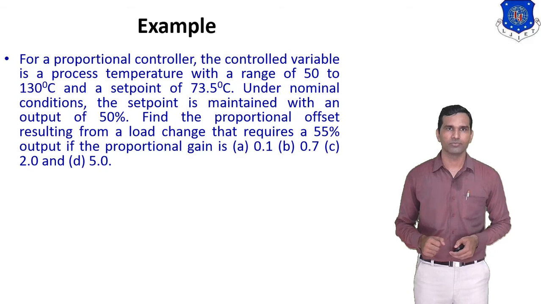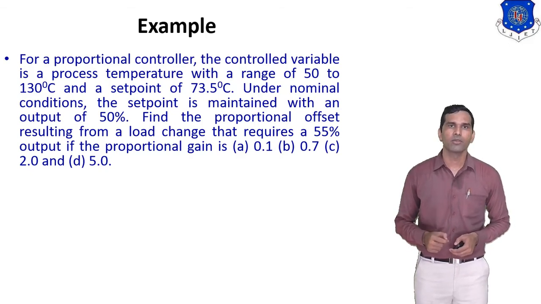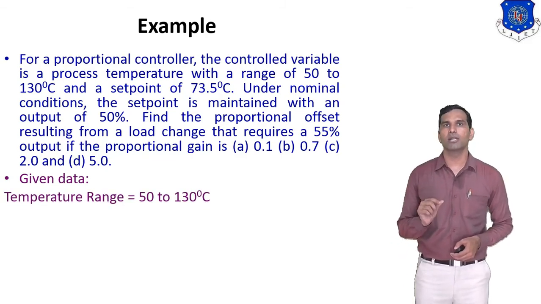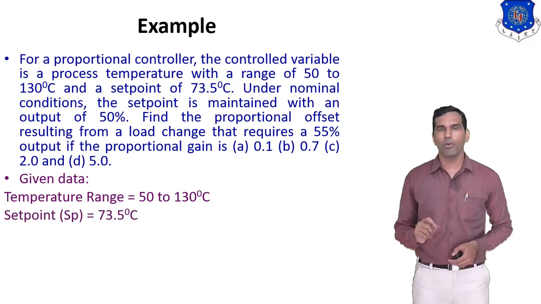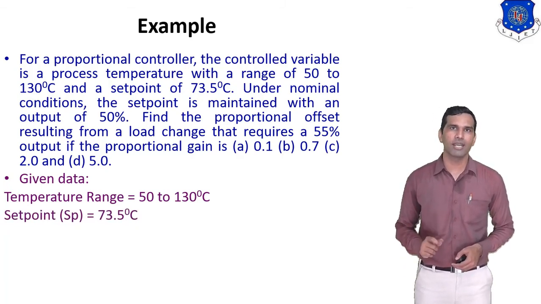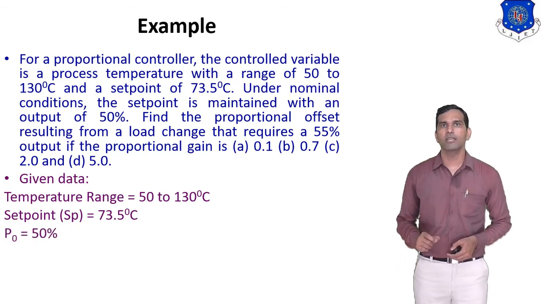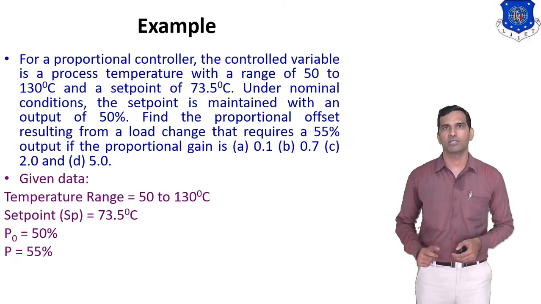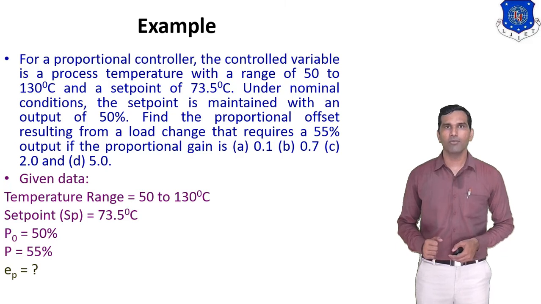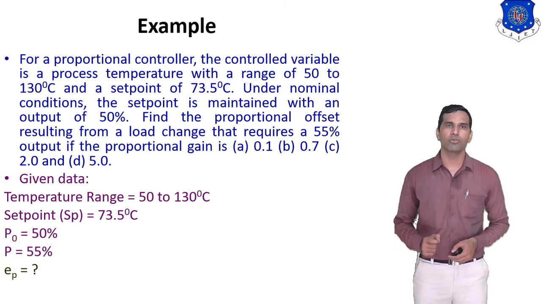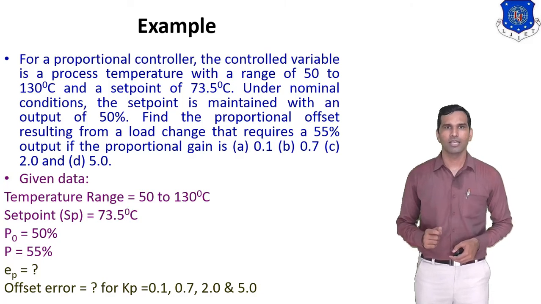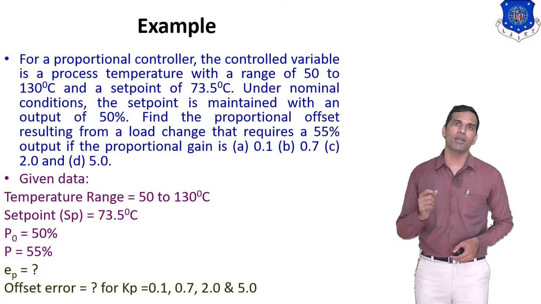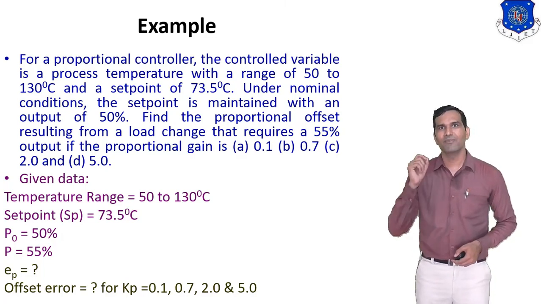2 and 5. So here we are given the temperature range between 50 and 130 centigrade. Set point is given as 73.5 centigrade. P0 is given as 50% and P is given as 55%. So here we have to find Ep, that means the proportional offset, for Kp equal to 0.1, 0.7, 2.0 and 5.0. So now we start the procedure.